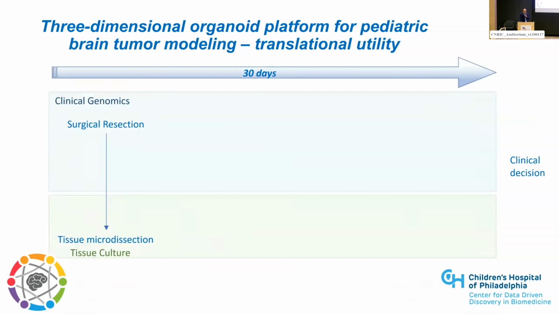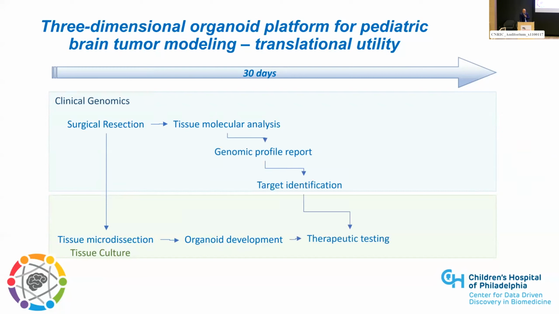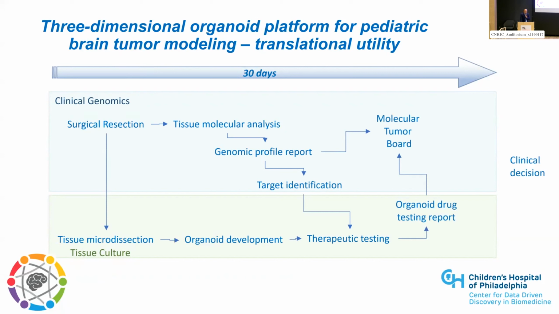The process of genomic analysis on the clinical side takes several weeks. Knowing that our culture can grow and form a really growing model within 2 to 3 weeks in many cases, this might be enough to generate the molecular data, provide the tumor profile report, and then identify targets which we could explore for therapeutic testing within the lab space. Together with a genomic report and organoid drug testing report, we hope that would end up at molecular tumor board and inform the clinical decision.